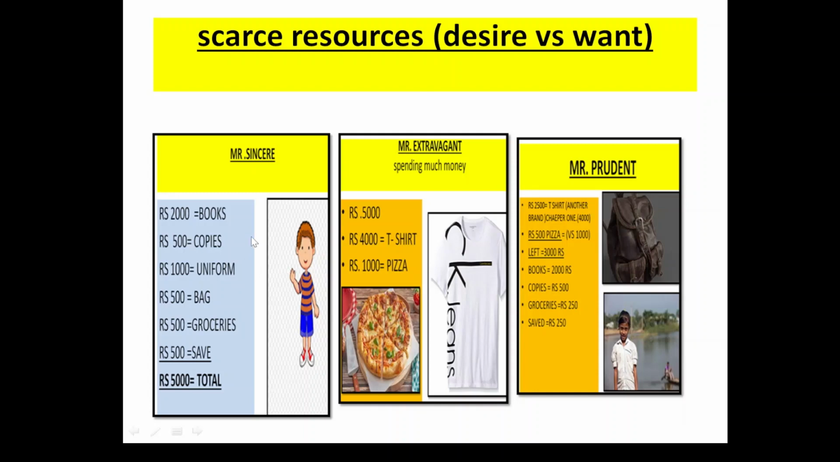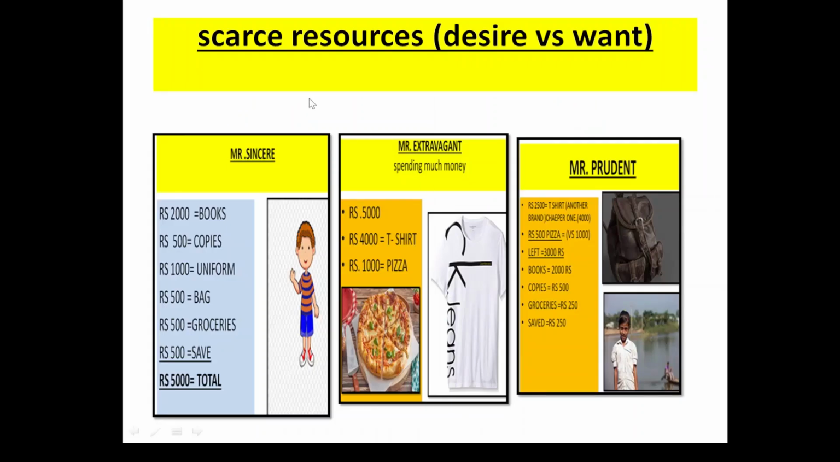Now what do you think? Out of these three friends, which friend was most satisfied and happy? Mr. Sincere? I don't think so, because on one hand he had to compromise with the t-shirt and the pizza, though he can go to school. And what about Mr. Extravagant? He has completely compromised with his career. Now how will he go to school? He only enjoyed the t-shirt and the pizza. But what about Mr. Prudent? On one hand, he enjoyed wearing his favorite t-shirt and the pizza, and on the other hand, he can go to school as well.